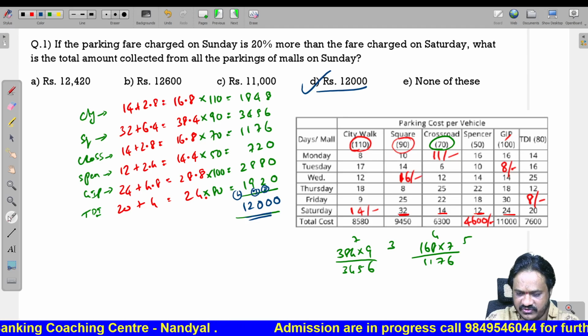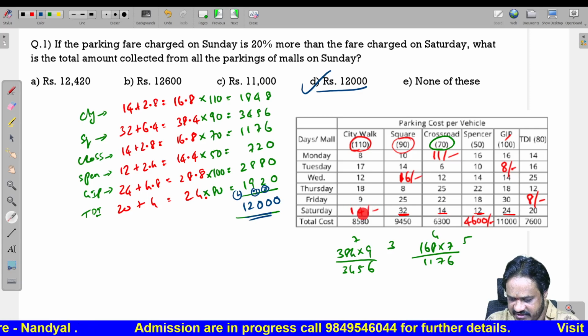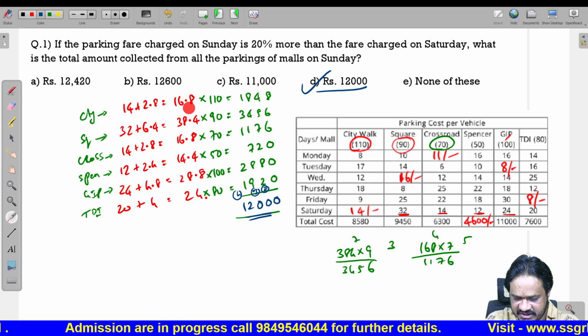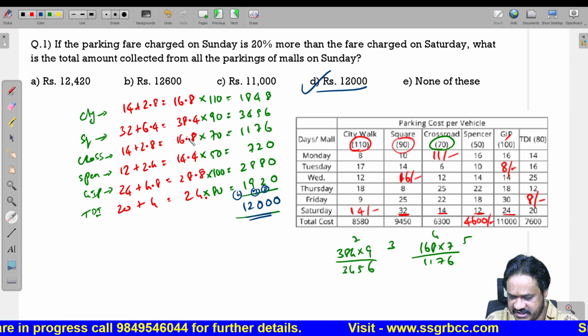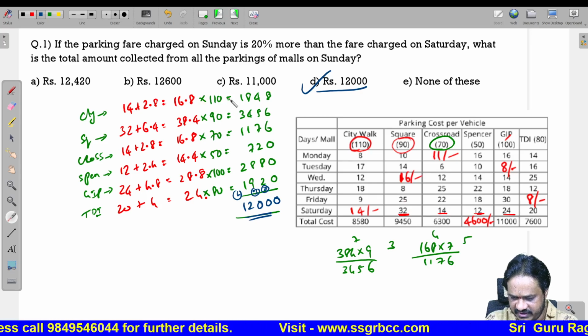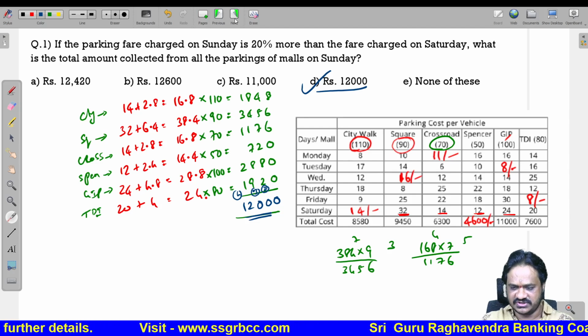See what we are doing: we are increasing each price by 20% when compared to Saturday. So 14, 20% increase means 16.8. Here Square Mall 32, 20% increase 38.4. This is how many vehicles? Into 110, into 90. Like that if you do, we will get 12,000. Let us see the next one.